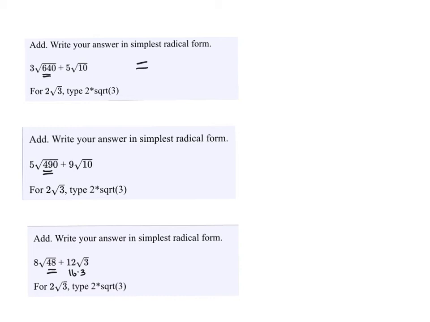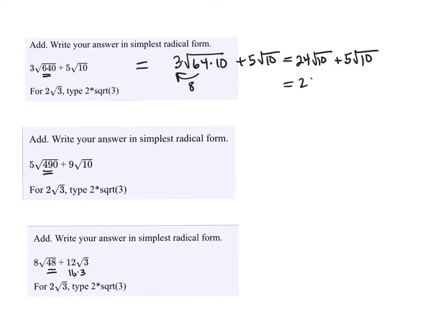So here goes. This ends up being 3 root, and that's 64 times 10, plus 5 root 10. The square root of 64 is 8. The 8 goes out front. We're going to multiply. 8 times 3 is 24. 24 root 10 plus 5 root 10. Those are like terms. I can add them now. This ends up being 29 root 10.